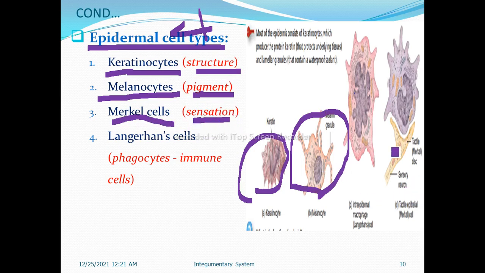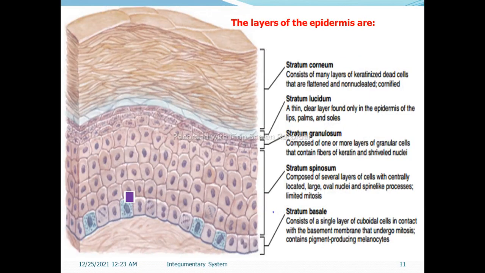So Merkel cells are used for tactile stimulation, for sensation, because they have nerve endings. The fourth type of cell is known as Langerhans cells. These are immune cells used for phagocytosis of different debris and bacteria. So we do have these four important cell types.